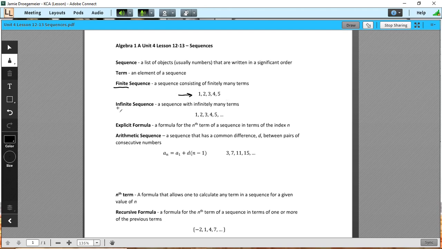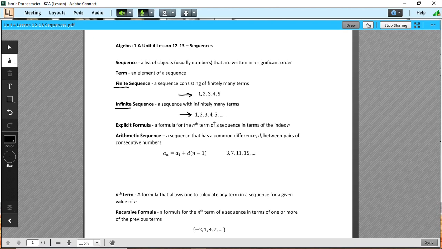An infinite sequence, think of the word infinite or infinity, that means it has infinitely many terms. So it continues on and on. You see we have the same beginning of the sequence here, but notice we have the 3 dots at the end. That's to say that it's going to continue going and it's going to follow this pattern. So if you look at that sequence, it's increasing by 1 each time. They don't give us the next term after 5, but we can reason that it's going to be 6 and then 7 and so on. All right.